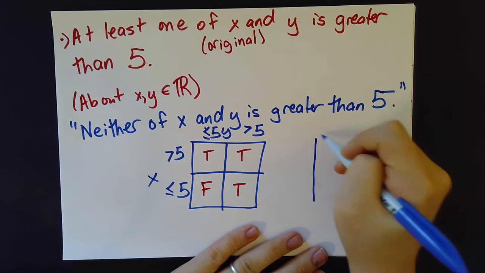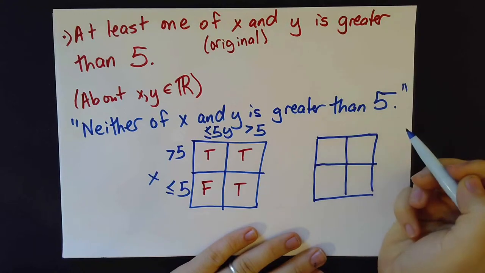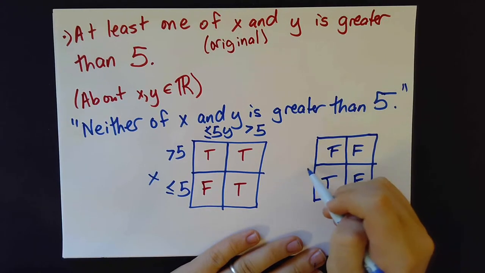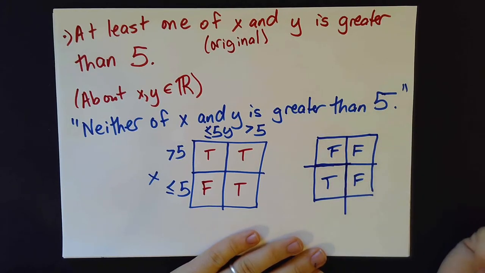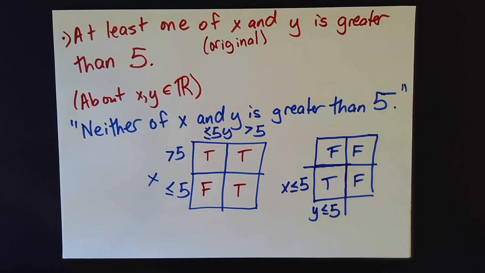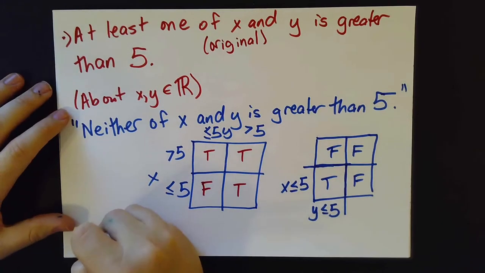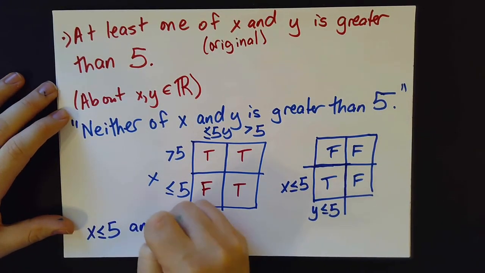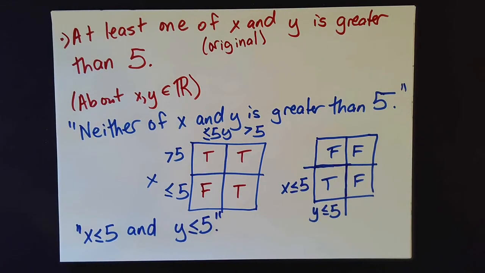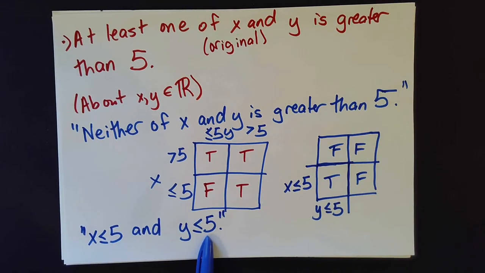So then the negation should be describing the opposite of that. So the negation should be describing this. Okay. Which is X is less than or equal to 5 and Y is less than or equal to 5. And so that's actually a completely different way to frame the negation of this statement. Namely, just that. And I would argue, actually, this is a much, much nicer way to write the negation than this one.